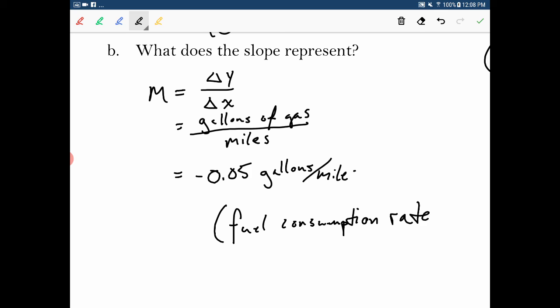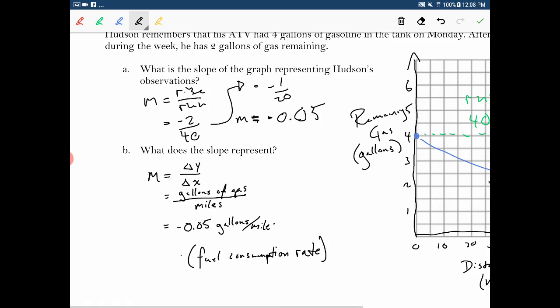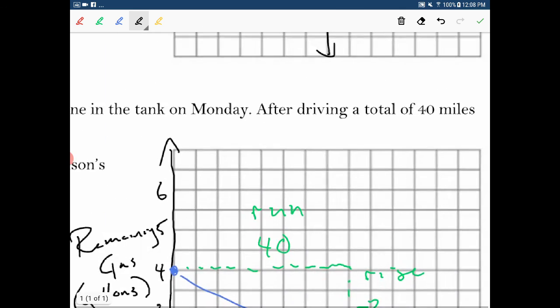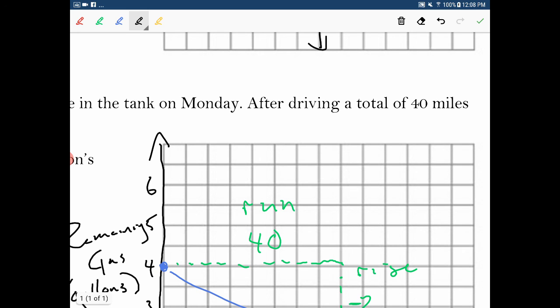It's always going to be a rate, right? And that's basically, oh, the only other thing that I forgot, I did forget to label my graph. Don't forget that. So we'll call this Hudson's ATV. Let's spell his name right though. Hudson's ATV.